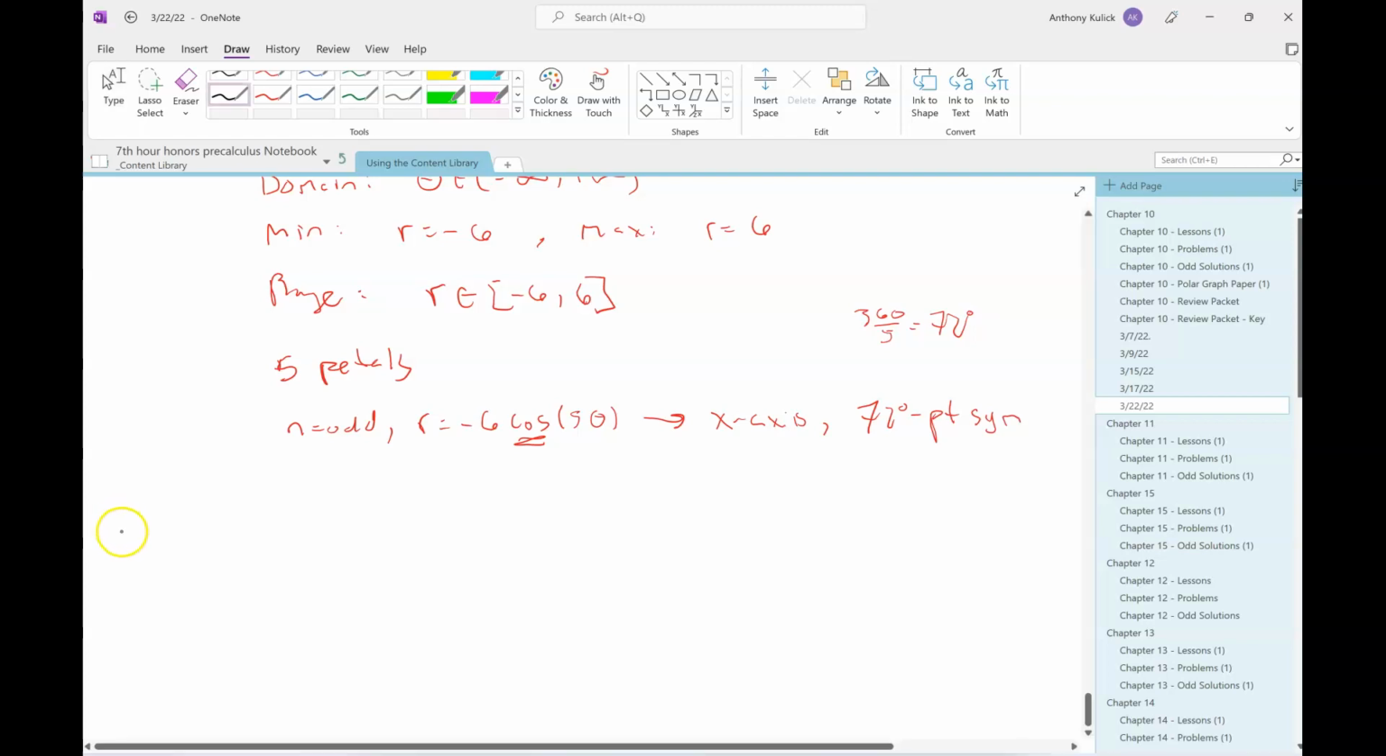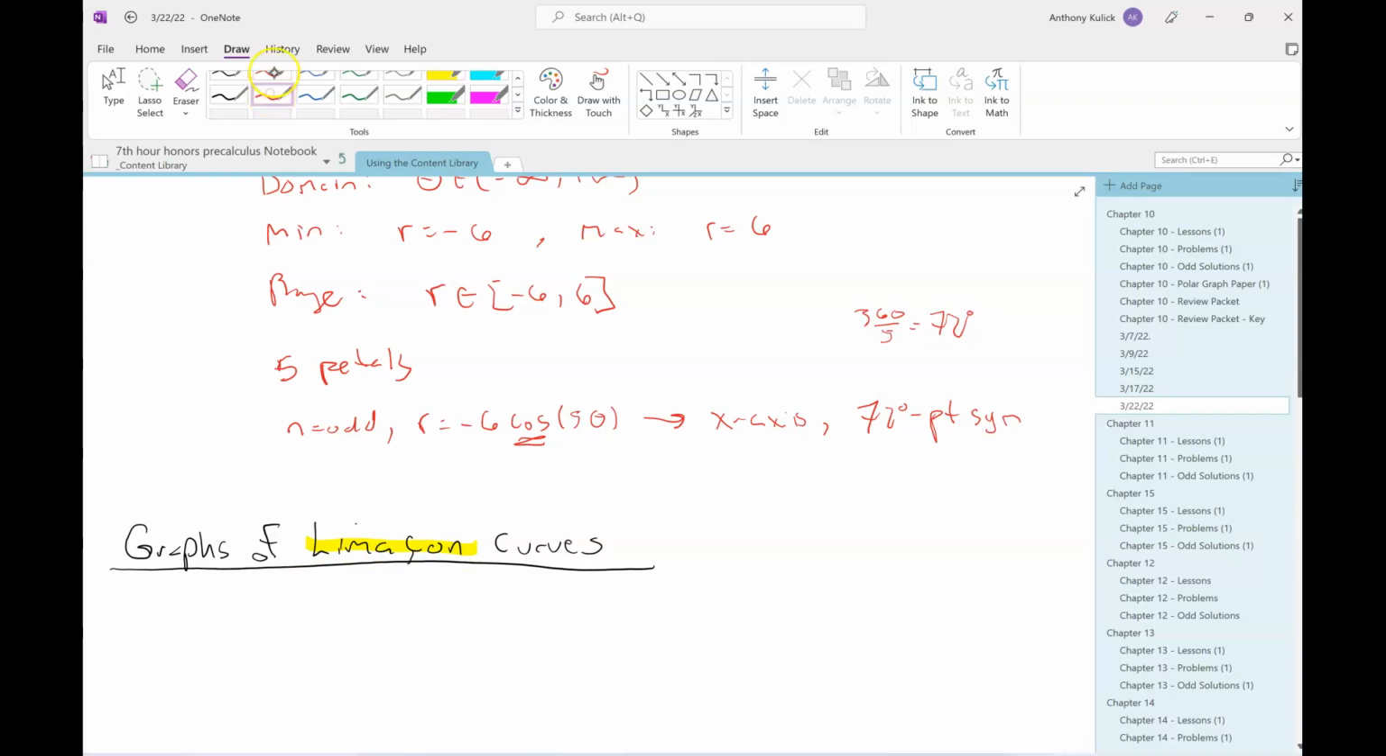All right. There is one other class of polar functions that we want to talk about here. So that class is called the Limaçon curves. That's pronounced Limaçon. That's the weird C with the comma attached to it. I don't know what that symbol is called.